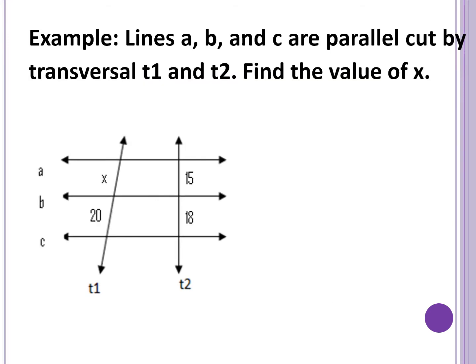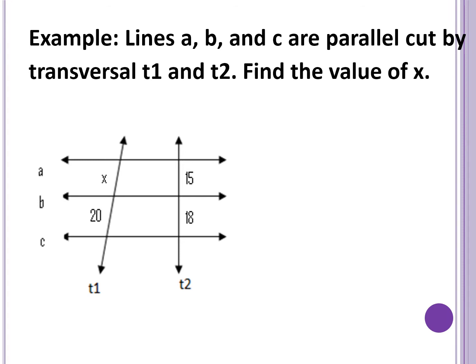Let's have an example. Let's say we have lines A, B, and C are parallel, cut by the transversals T1 and T2. Find the value of X. So here we will apply the extended parallel proportionality theorem. If we have three or more parallel lines and they are cut by the transversals, then the transversals have been divided into proportional parts. So we can form a proportion from the given in order to solve for X.